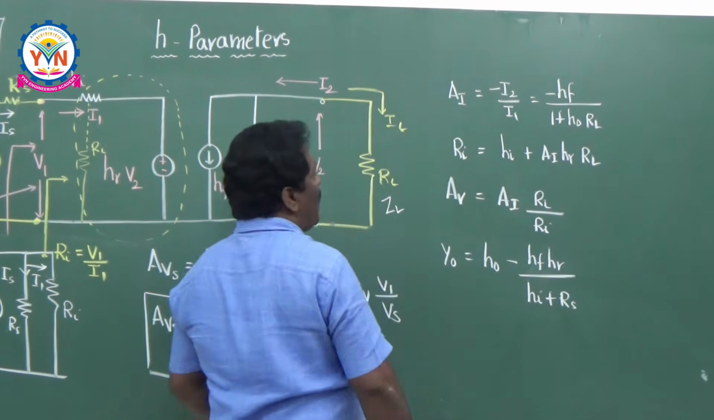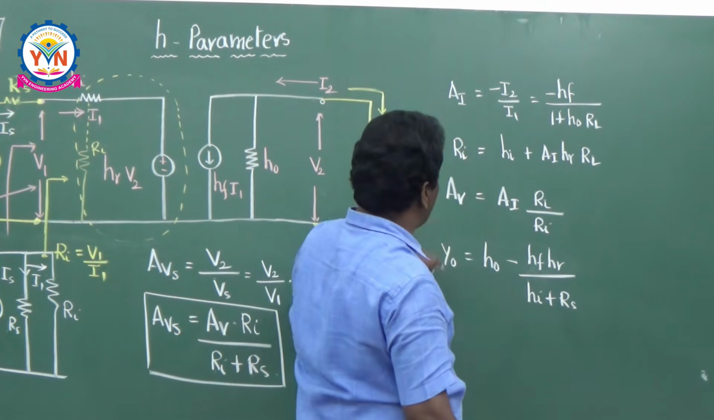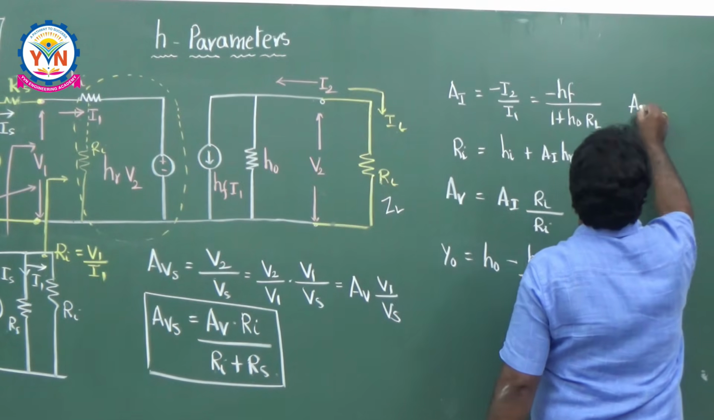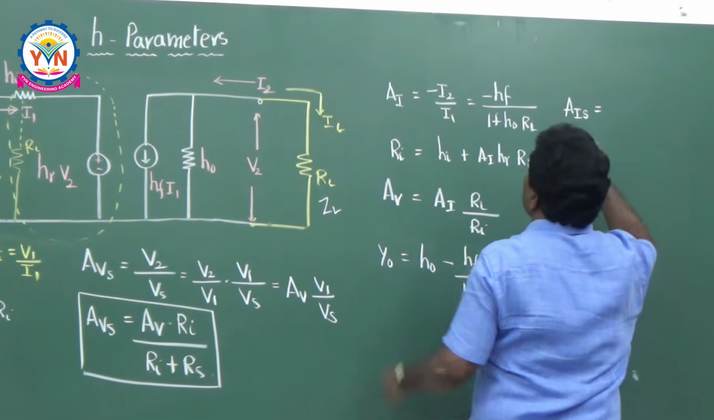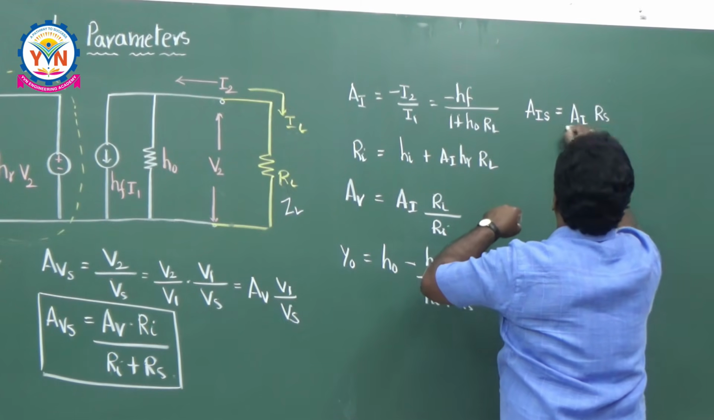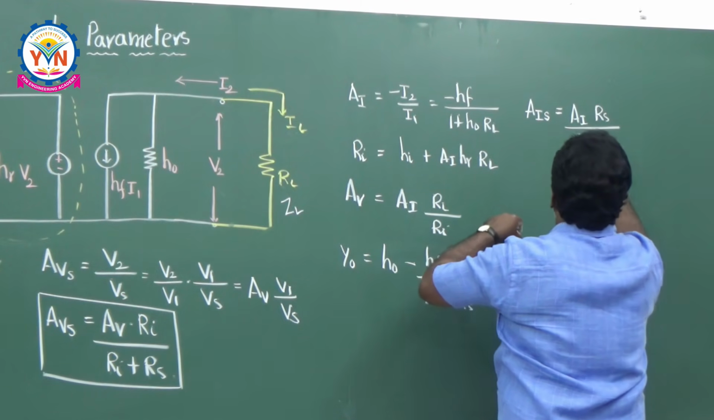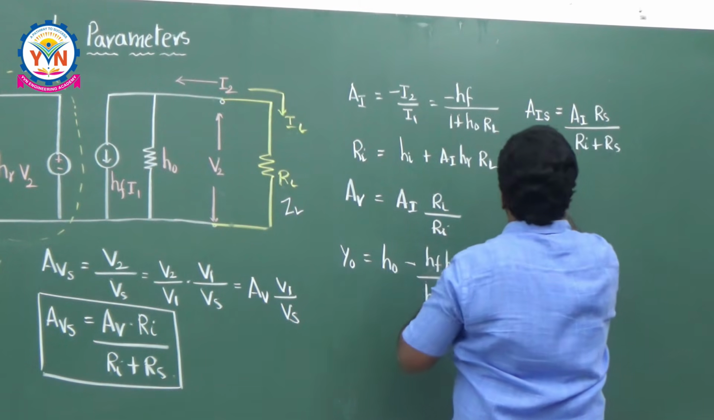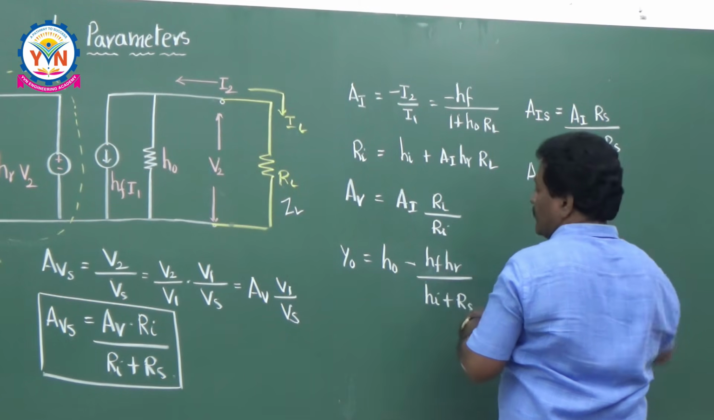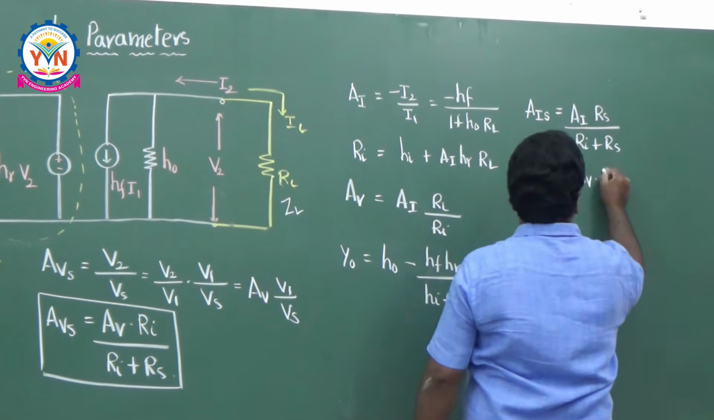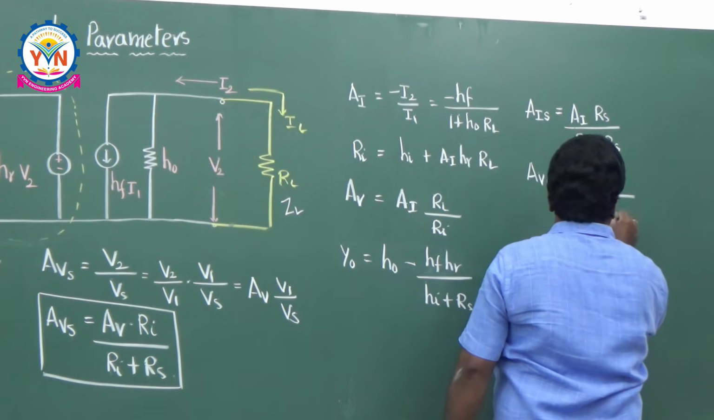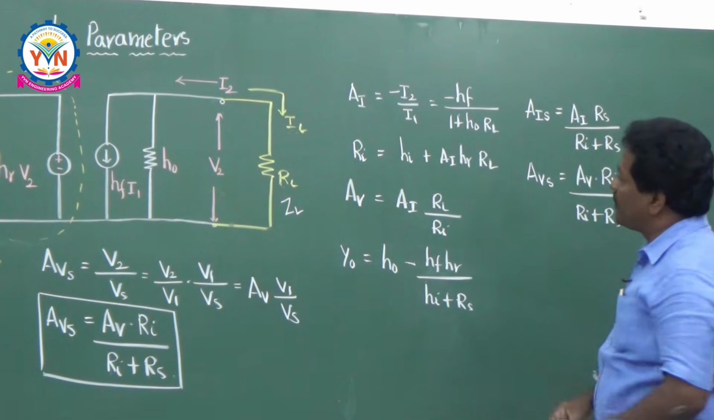Then finally, I would like to write down with source also. Current gain with source AIS is equal to the current gain AI into Rs divided by Ri plus Rs. Similarly, voltage gain with source AVS is equal to AV into Ri divided by Ri plus Rs. So these are the formulas you have to remember for doing any type of problems.